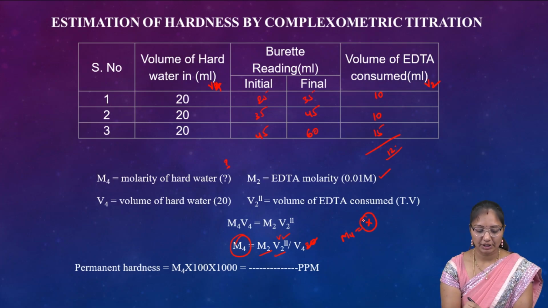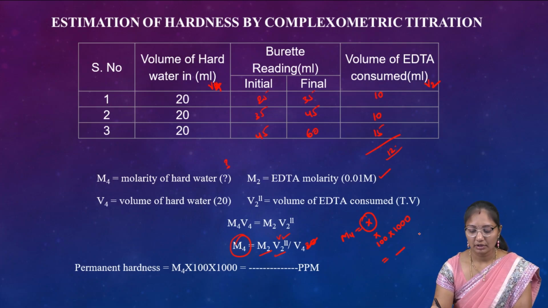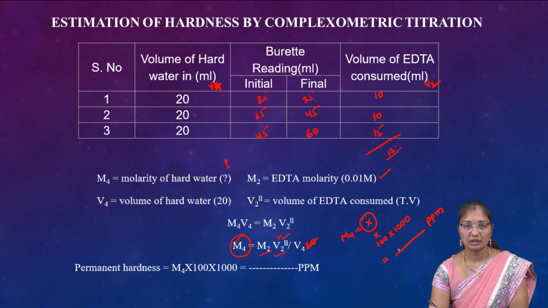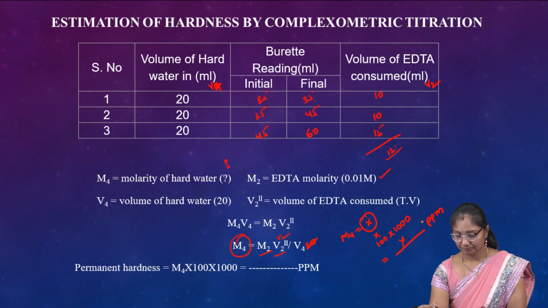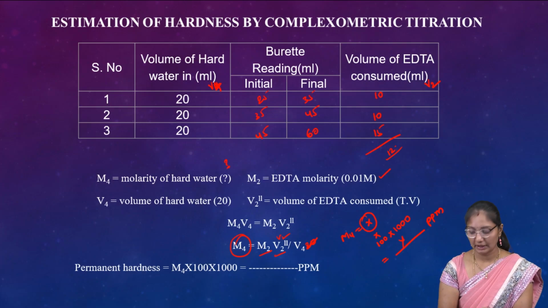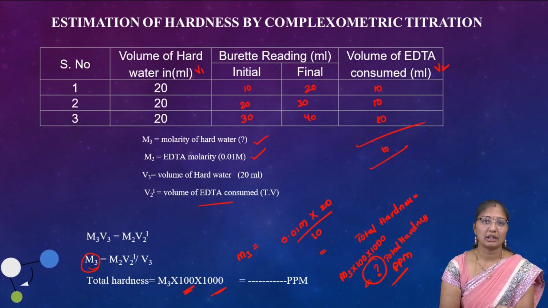This has to be converted into permanent hardness, multiplied by 100. X into 100 into 1000 gives the concentration of calcium and magnesium present in the form of hardness in water, which is some y ppm. So this is for permanent hardness and this is for total hardness.